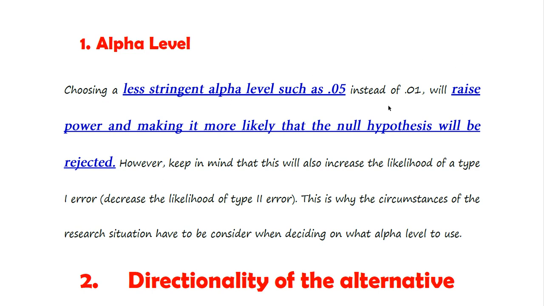So if we set 0.05, there is a much higher probability to reject the null hypothesis. This is why the circumstances of the research situation have to be considered when deciding which level of alpha is used. We do not have a specific level of significance, so it depends upon the situation which alpha level we use, because the choice of alpha level also affects the power of the test.